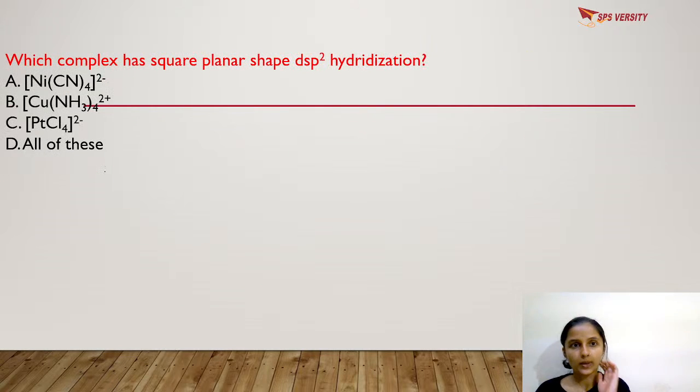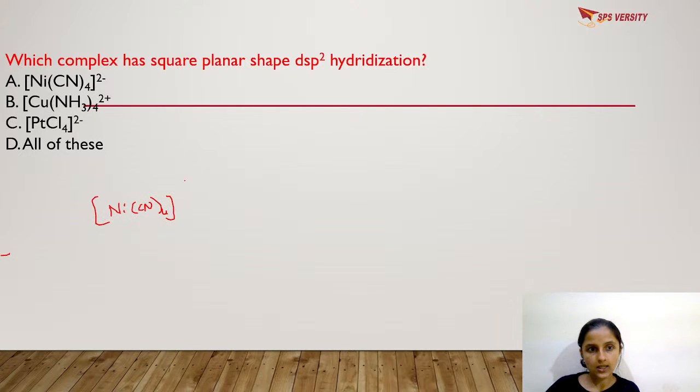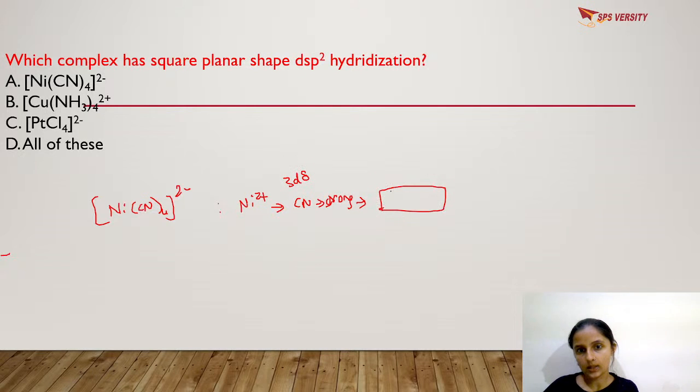Which of the following complexes has the square planar shape? When it is square planar shape, it is understood that the complex is going to have dsp2 hybridization. We'll start with the first one, nickel tetracyanonickelate 2 minus complex, and nickel will be in 2 plus state, but cyanide is a strong ligand, so it is going to pair up the electrons. So 3d8 configuration, 1, 2, 3, 4, 5, 6, 7, 8. Again, this is going to pair up, so you can expect dsp2 hybridization over here.